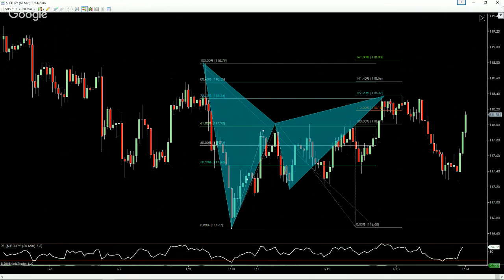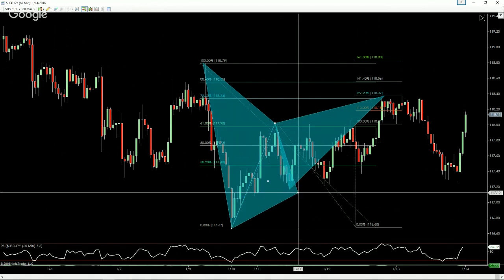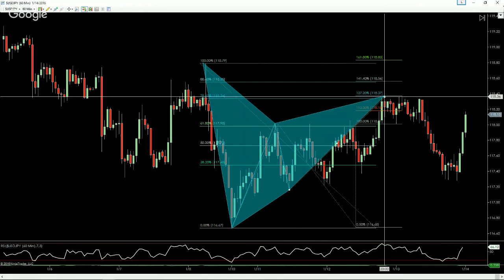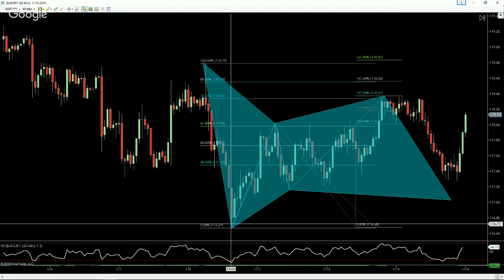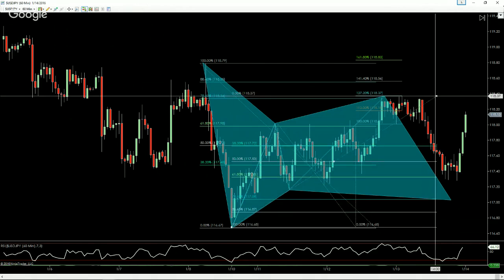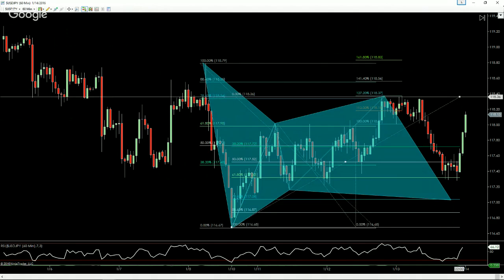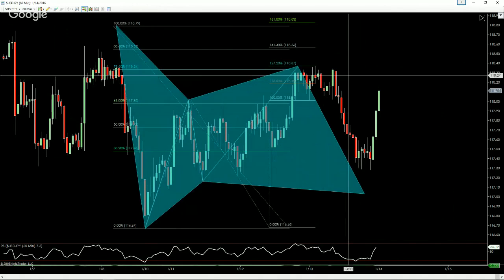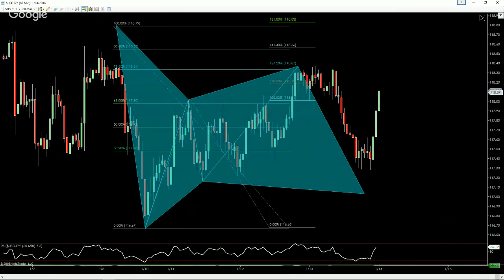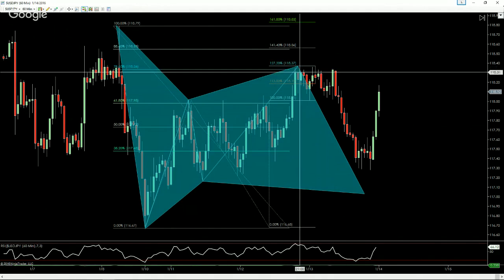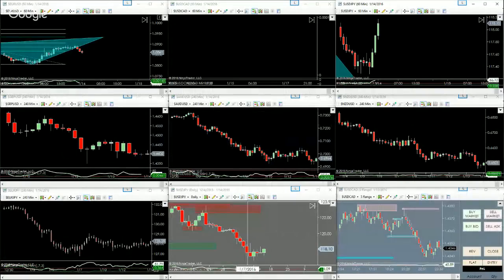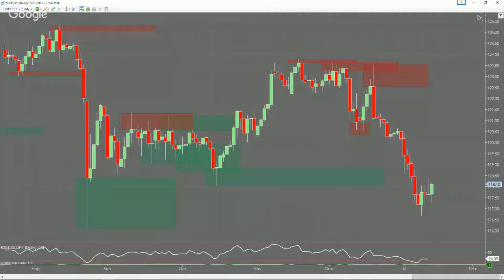And now, since it hit that 127 right there, we do have a Cipher pattern that is going to terminate at that 786 level. It still has not been invalidated. However, as you see, price is going back to probably retest that level, but it's still a valid pattern.